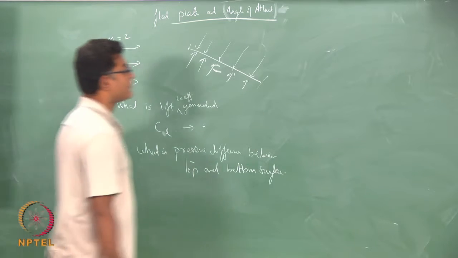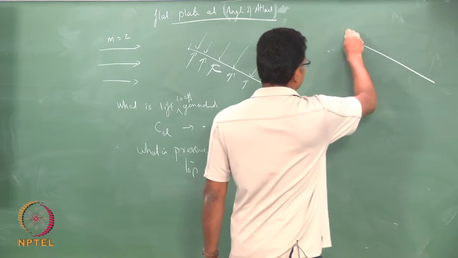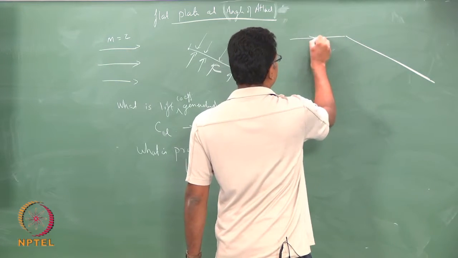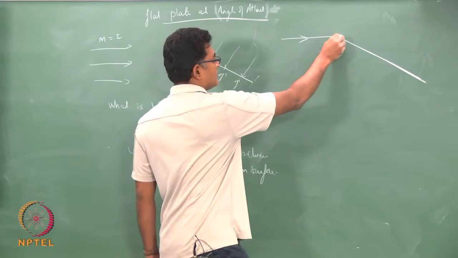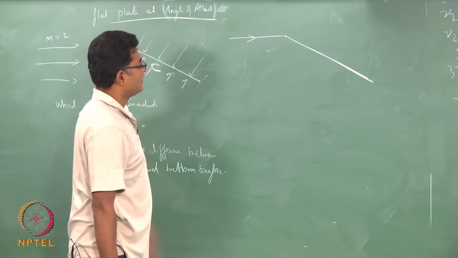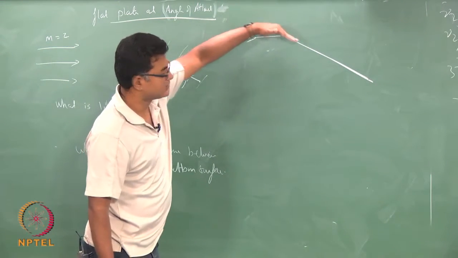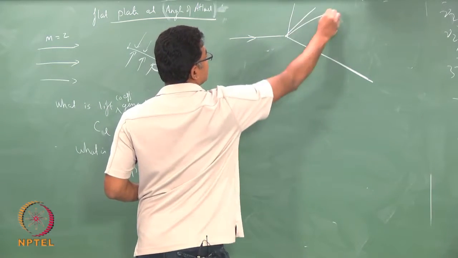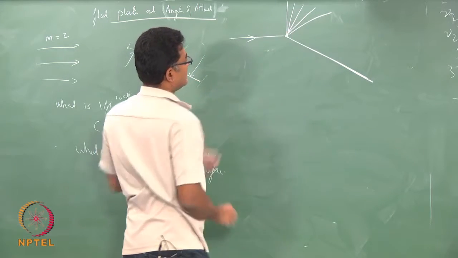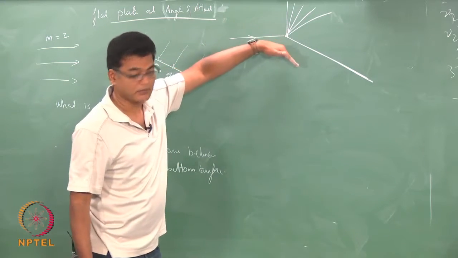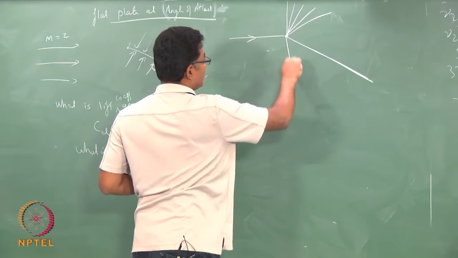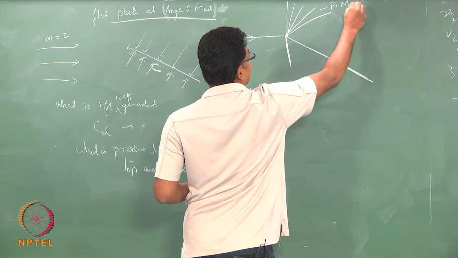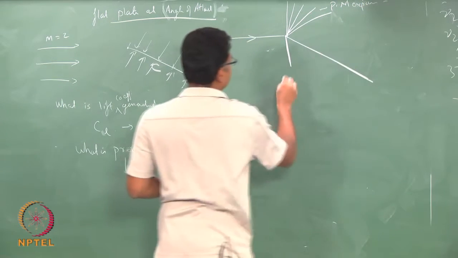To do this problem, we have to identify that when you have a plate like this, and a flow approaching it, at the top surface there is a turn which is an expansion. At the bottom surface there is a compression, so there will be an oblique shock. So this would be a Prandtl-Meyer expansion, and this would be an oblique shock.